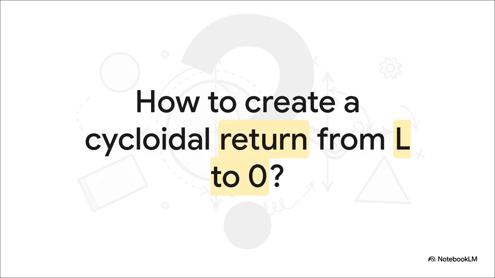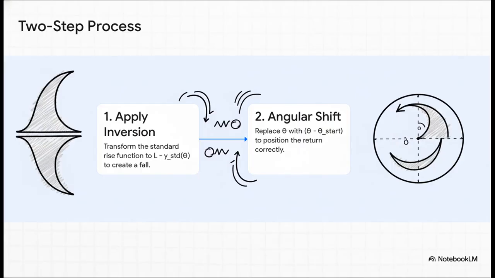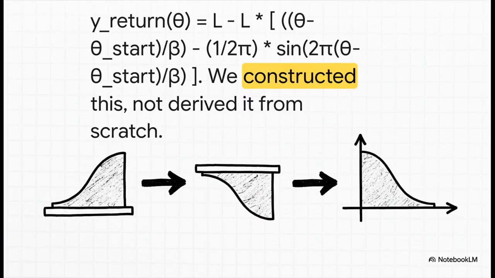So how do we piece this together using just our standard rise function and our new toolkit? It's just 2 simple steps. First things first, we need a return, not a rise. So what tool do we use? Inversion. We take our standard function and calculate L minus y underscore stand. That flips the curve upside down. Okay, step 1 done. But now that flipped curve is still starting at theta equals 0. We need it to start at theta start. So step 2, apply the angular shift. Everywhere we see theta, we replace it with theta minus theta start.